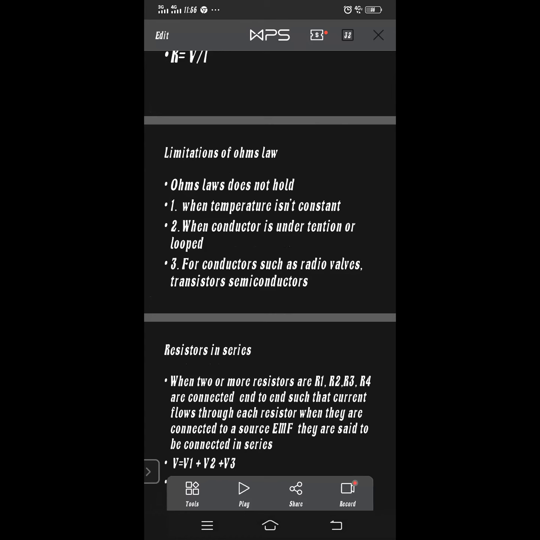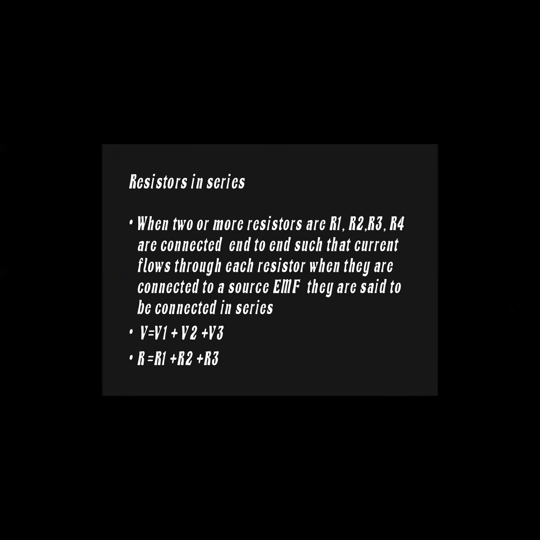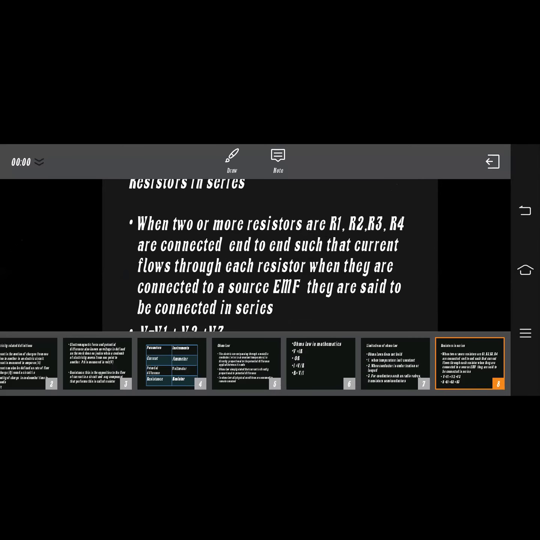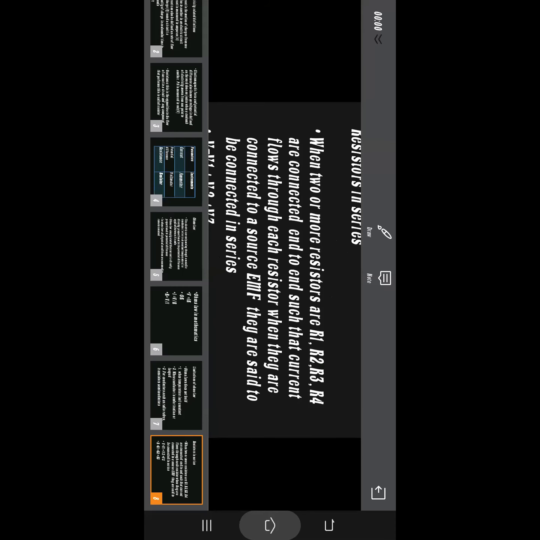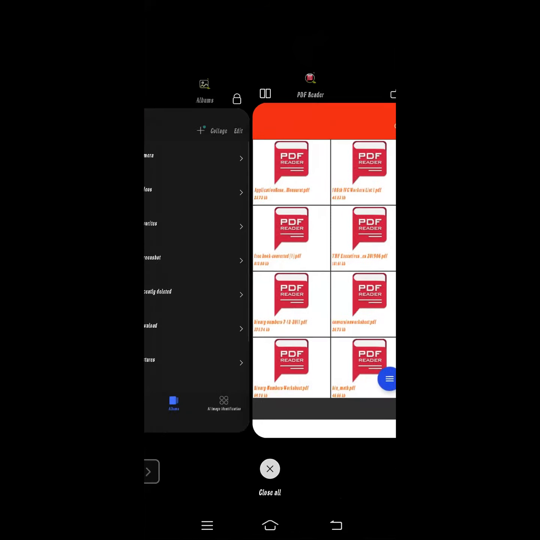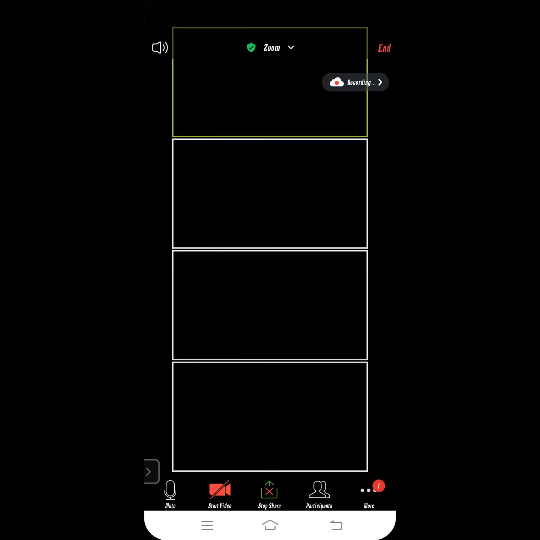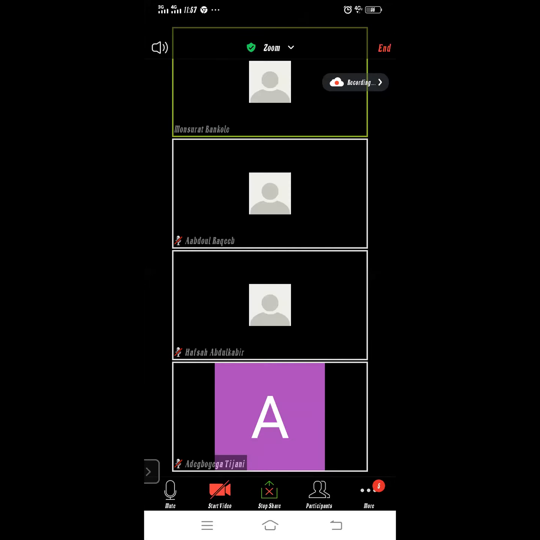Okay, guys. So then for series arrangements, the resistors are added. R1 plus R2 plus R3. In our next class, we are going to be learning resistors in parallel. If you can hear me, please let me know.